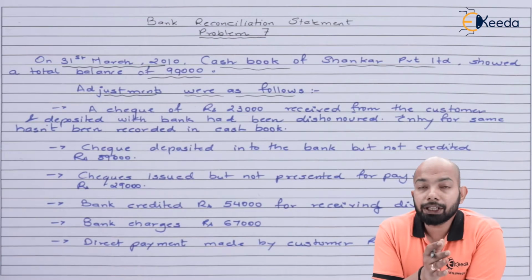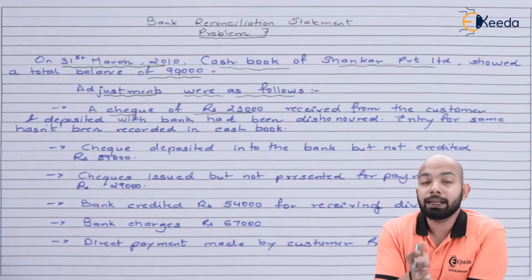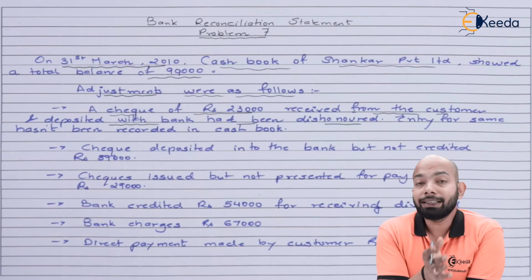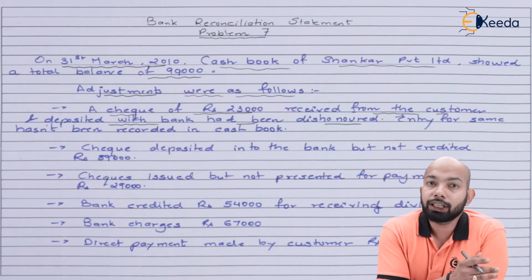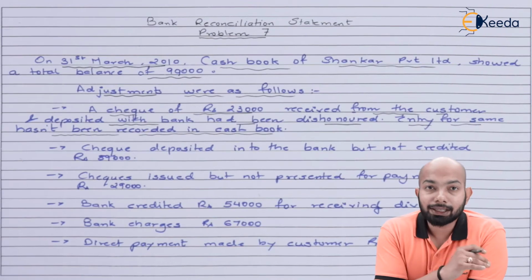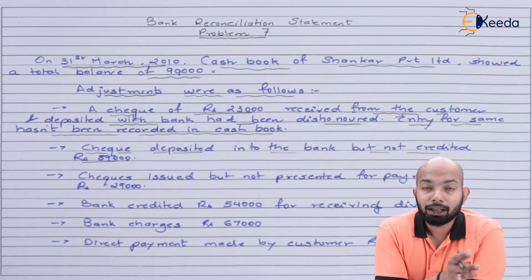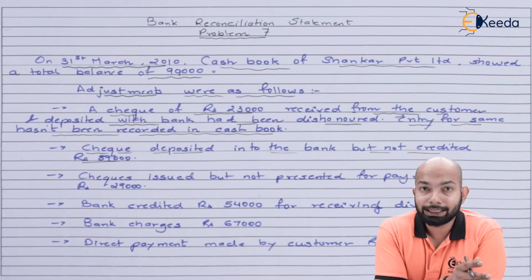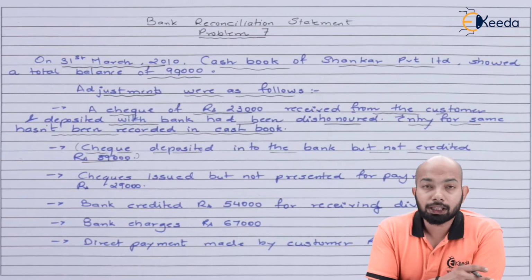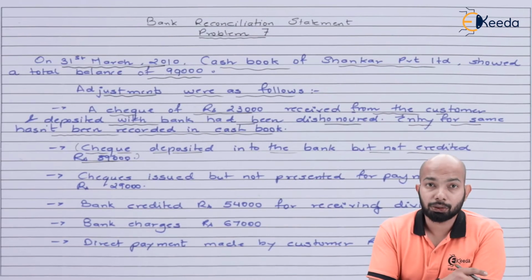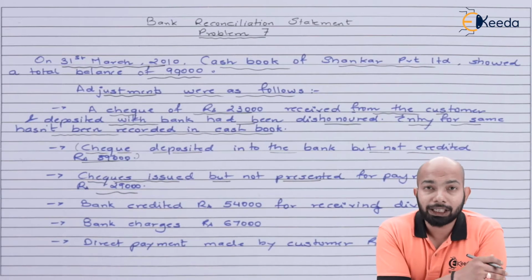A check of rupees 23,000 received from the customer and deposited into the bank had been dishonored. Now, the entry for the same wasn't recorded into the cash book. This is the first adjustment. Let's go on to the next one. A check has been deposited into the bank, but it hasn't been credited. 89,000 is the amount. Now the next item refers to checks issued. The check issued but not presented for payment amounted to rupees 29,000.